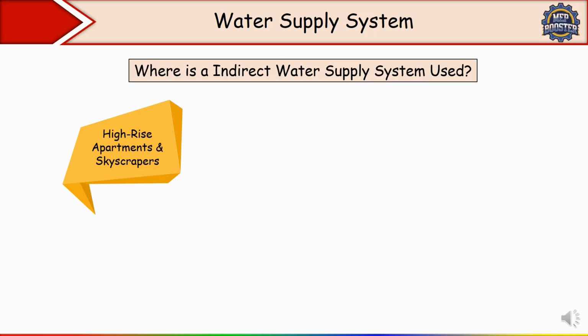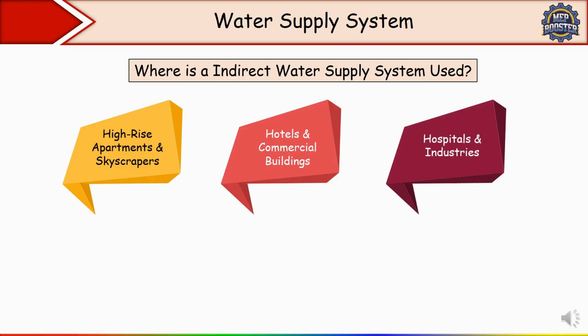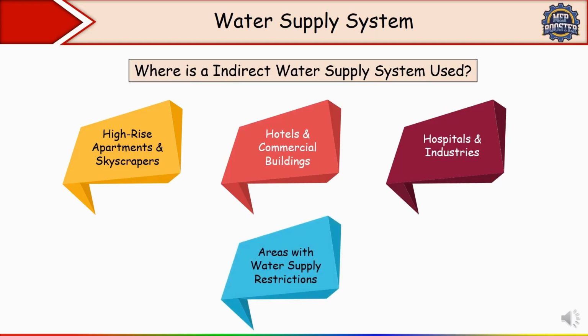Indirect water supply you can use in high-rise apartments and skyscrapers where municipal pressure is insufficient. Even you can use it in hotels and commercial buildings to meet large scale water demand, or in hospitals and industry where an uninterrupted water supply is critical. And the next, areas with water supply restriction, where municipal supply is available only at certain hours, so in that area you can use this system. Okay, so this is all about the indirect water supply system. Is it clear?